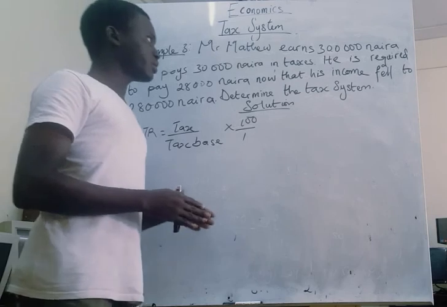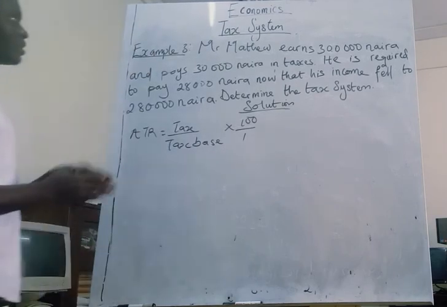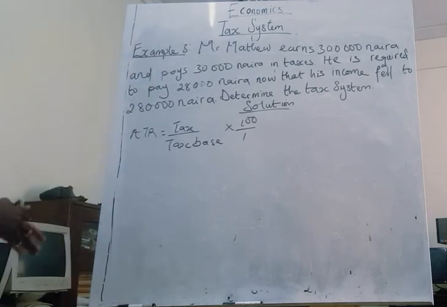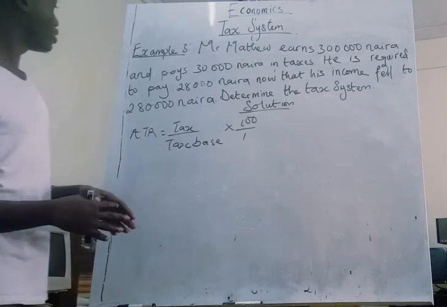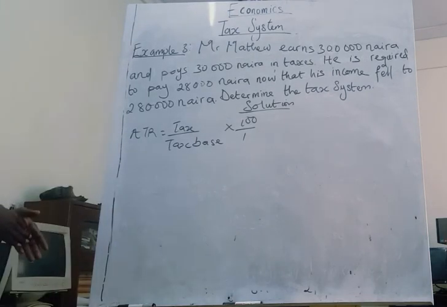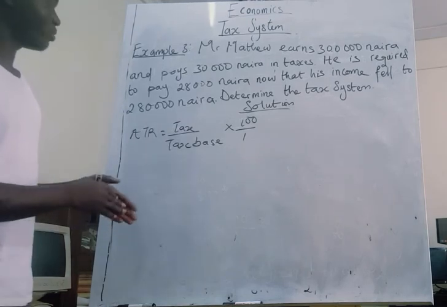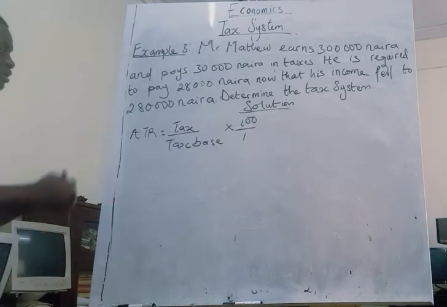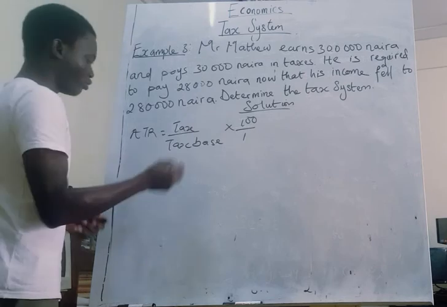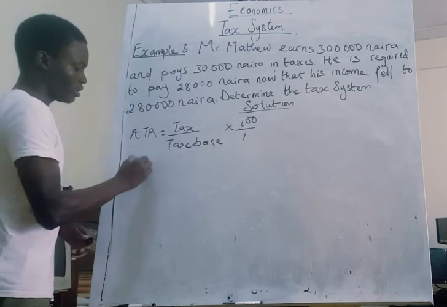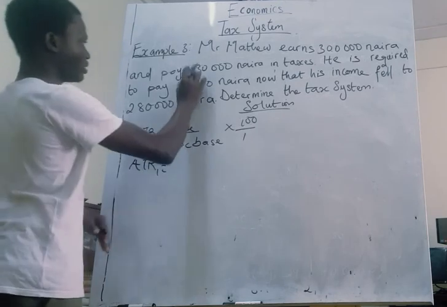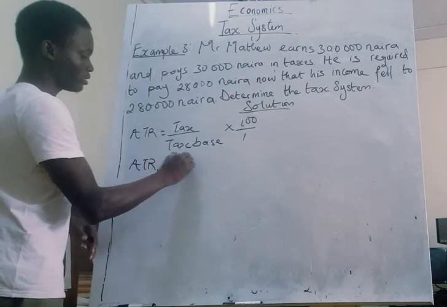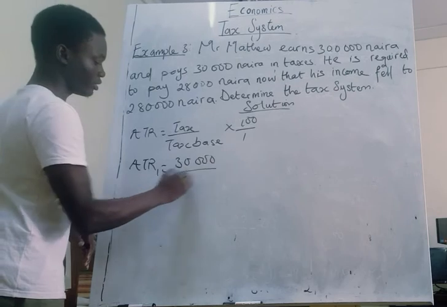Mr. Matthew earns 300,000 naira and pays 30,000 naira in taxes. He is required to pay 28,000 naira now that his income fell to 280,000 naira. Now determine the tax system. So we have our normal formula, ATR. We calculate the first ATR, ATR 1. He was paying 30,000 naira in taxes before, when his income was 300,000 naira.